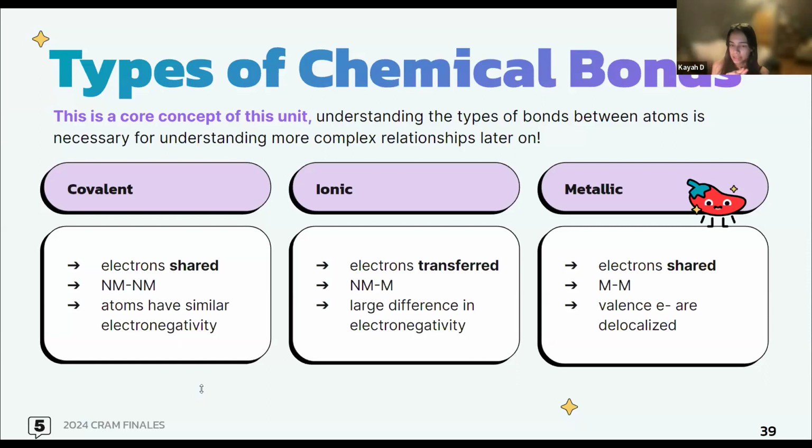And then lastly, we have metallic bonds. These you won't see as often as covalent or ionic bonds, but they still do come up and they still are important. This is when electrons are shared, similarly to covalent bonds, except that it's between metals and metals, and the valence electrons are delocalized, right? So you won't draw a Lewis structure like you will with a covalent bond. You'll have these electrons that are delocalized, so they exist more like a cloud around the nucleus.